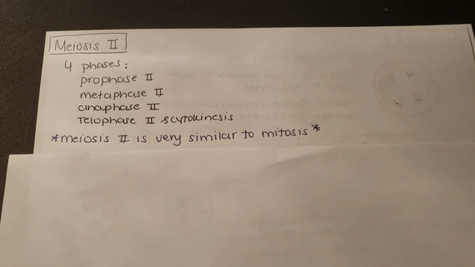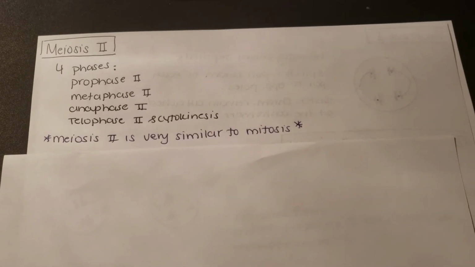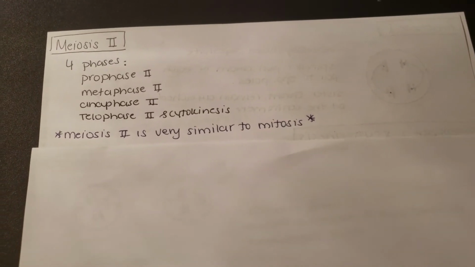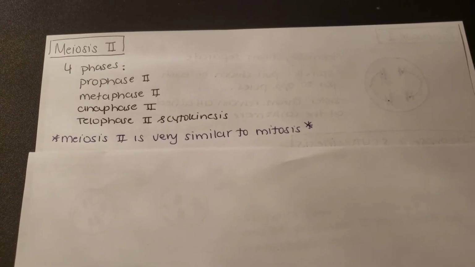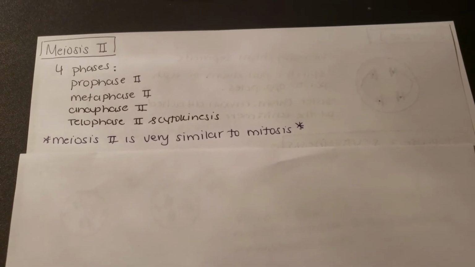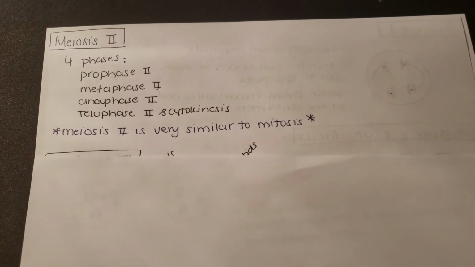Because in meiosis 1, we had crossing over that mitosis does not have. That's because in mitosis, the daughter cells are exactly identical to the parents. But because of crossing over in meiosis 1, we get offspring that are different from the parents and from the siblings, unless they're identical twins.